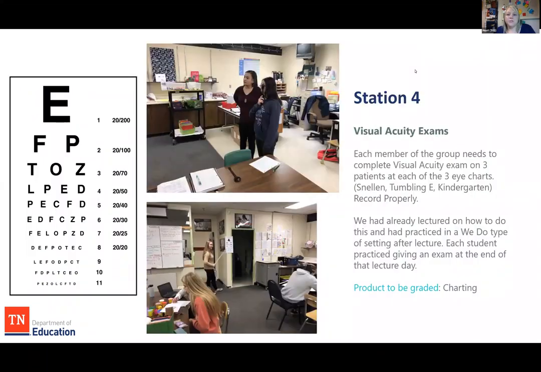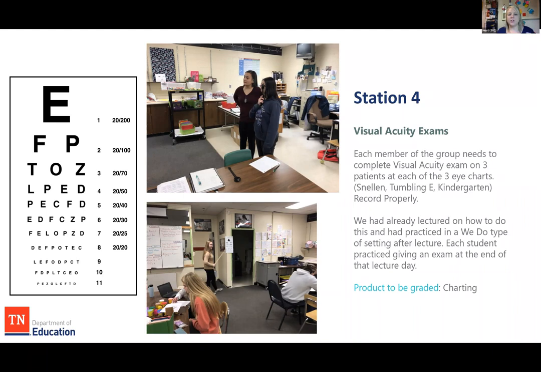And then I've got those visual acuity exams, and I've spoken to you about that. You can see my classroom there. I have a kindergarten chart, a tumbling E, and a Snellen chart. They're going to take 2-3 patients on each one of them and then record them properly. Like I said, we'd already done it once, so they had done the gradual release version of this. Now they were on their own. If they had questions, ask me.